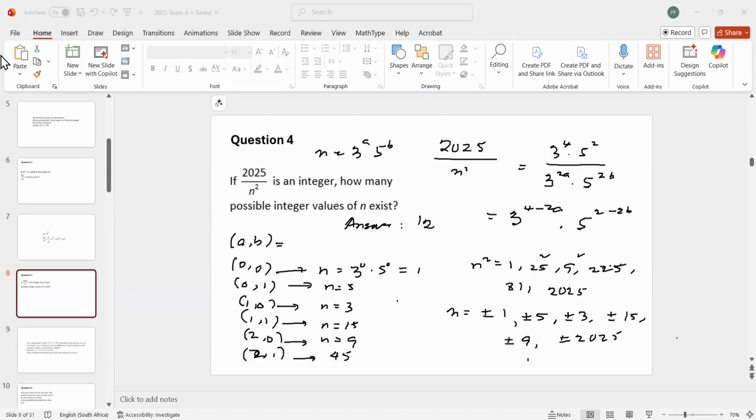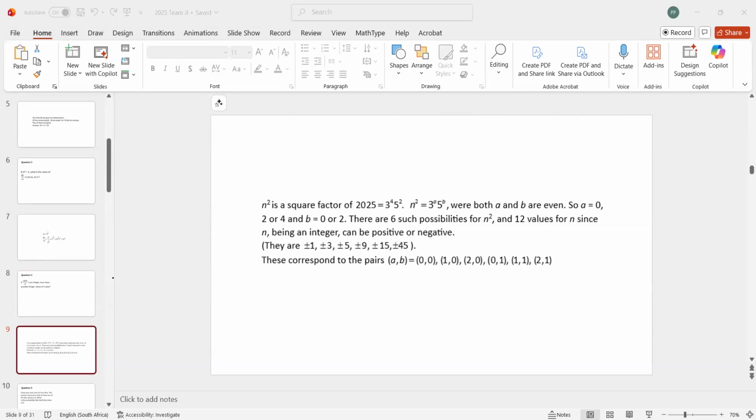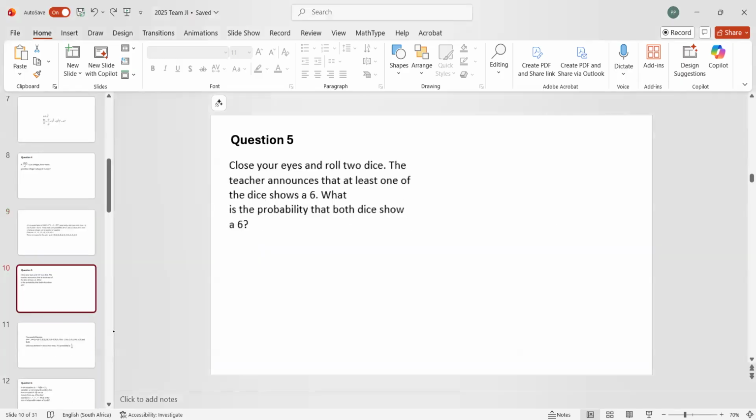Let's just check to see whether we got the same answer when I did this at some other time. Okay, there are 12 values for n. You can see it's here somewhere. 12 values for n. All right. So let's proceed with the next problem, which is question 5. Close your eyes and roll 2 dice.